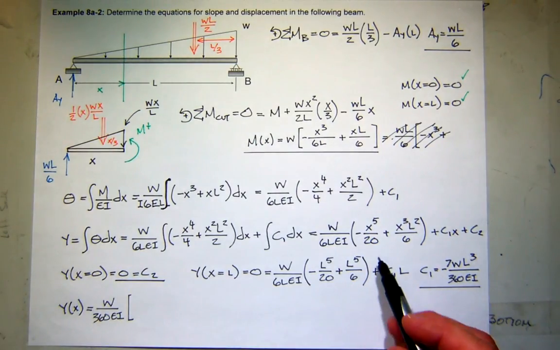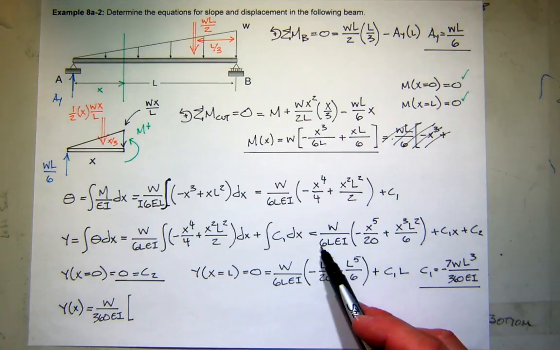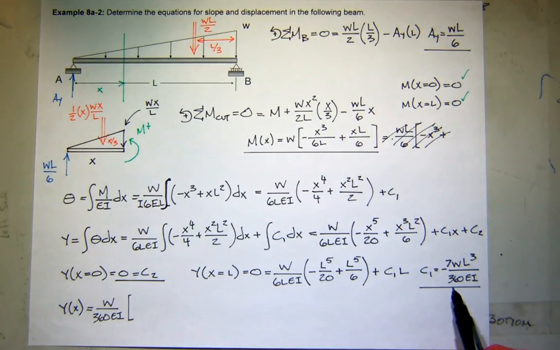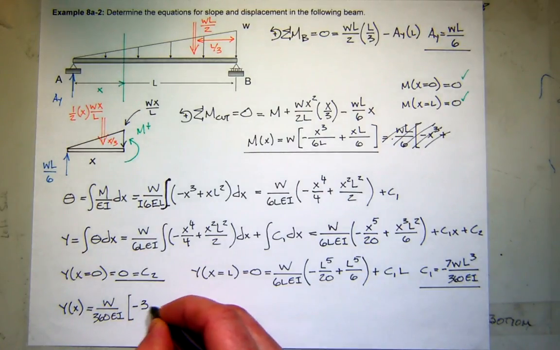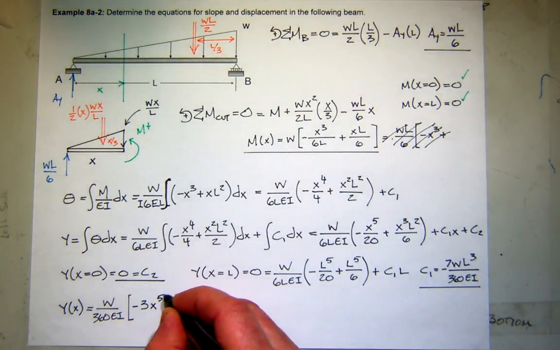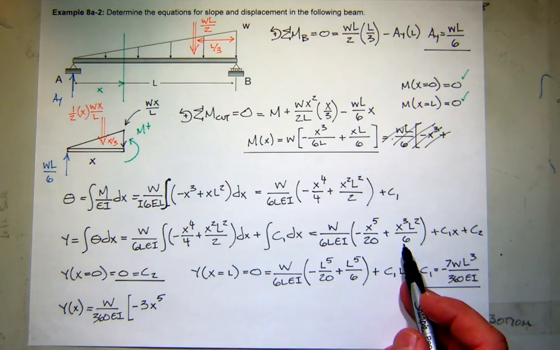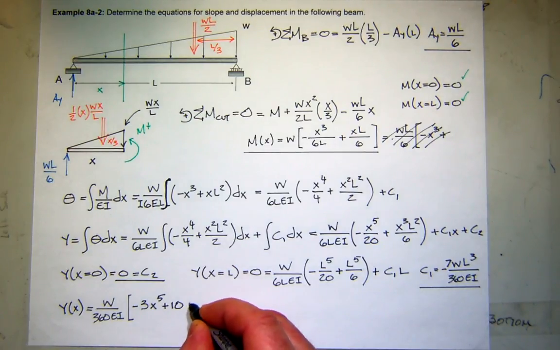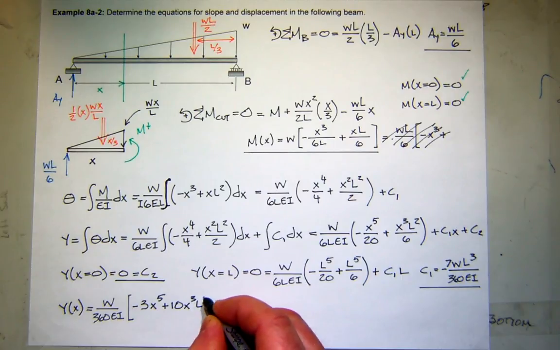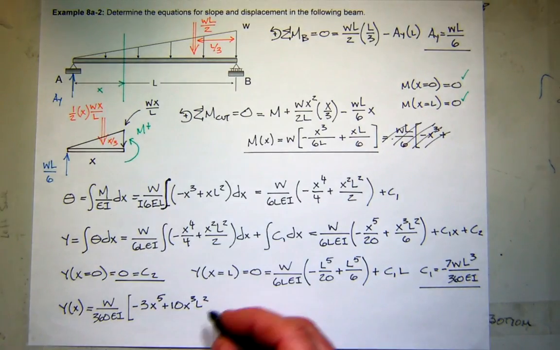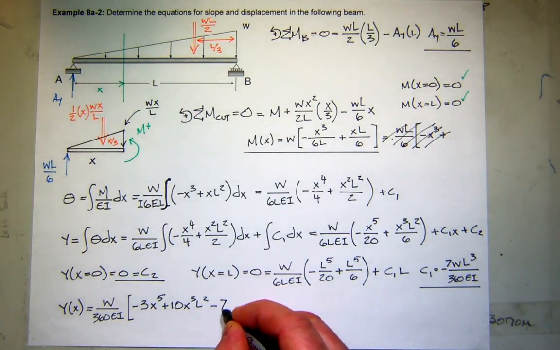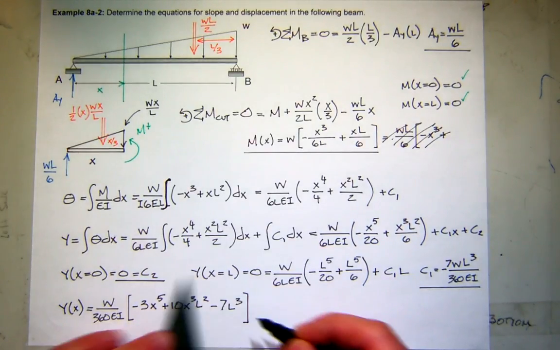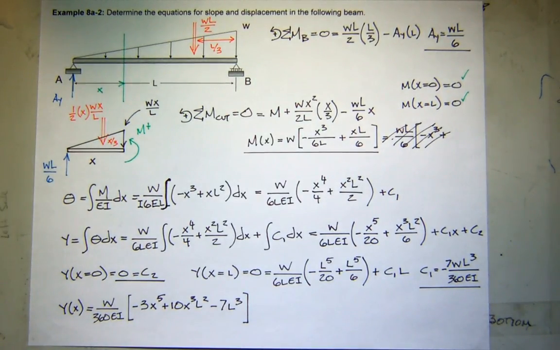So I'm looking at the first term. There's a 6, and that's 120. That's 3 short, right? So this is going to be minus 3x to the 5th. This one's going to be 10 short, plus 10x cubed L squared, and then minus 7L cubed. Did I do that right?